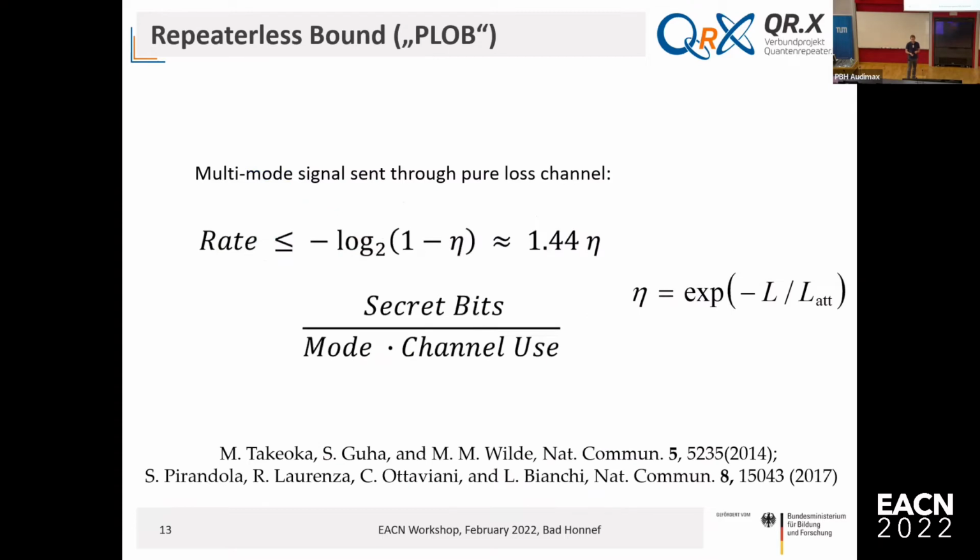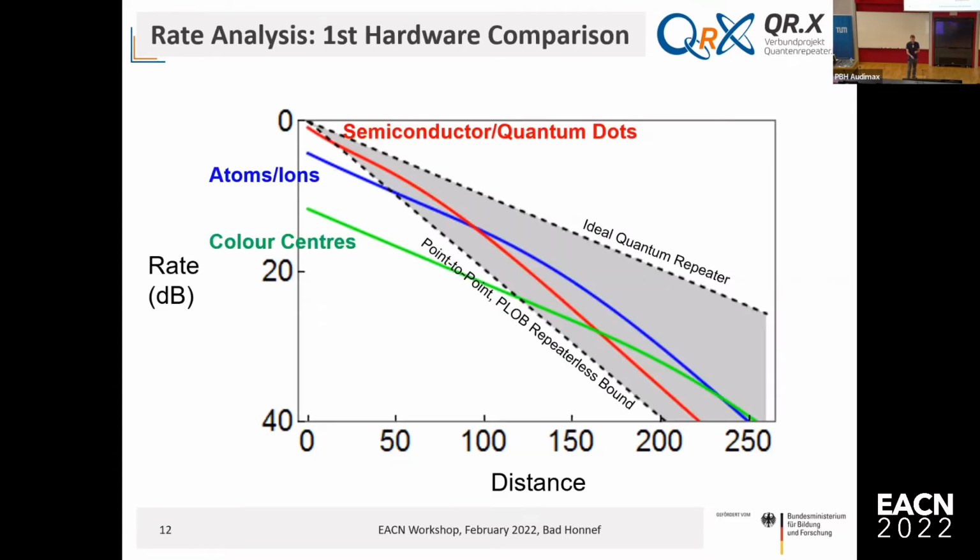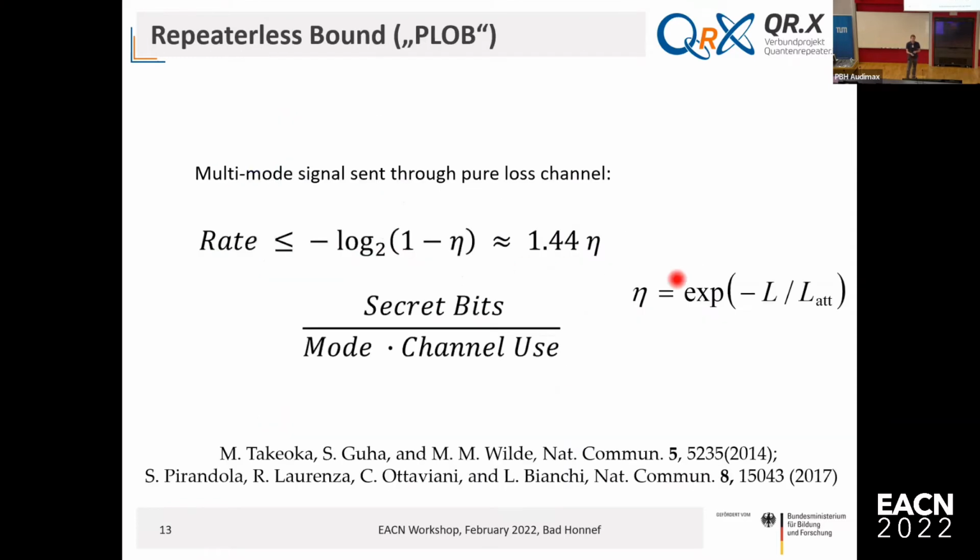Okay, and I mentioned the repeaterless bound already. That's basically the eta line. That's the bottom dashed line. That's the so-called PLOB bound, which was mentioned several times now in the talks. The rate is upper bounded by this eta, where eta is a function exponentially decaying with distance. And that's a rate that counts the number of secret bits per channel use and per mode. This is not yet per second. This is not in hertz. This is per channel use.